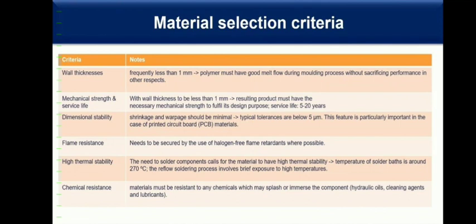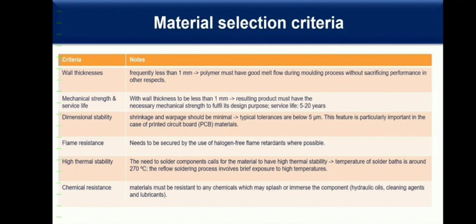Okay, the material selection criteria. For electronic applications, one of the most important criteria is wall thicknesses. They are most of the time less than 1 millimeter. So the polymer must have good melt flow during the molding process, without sacrifice in any performance attributes. Then we have mechanical strength and service life.